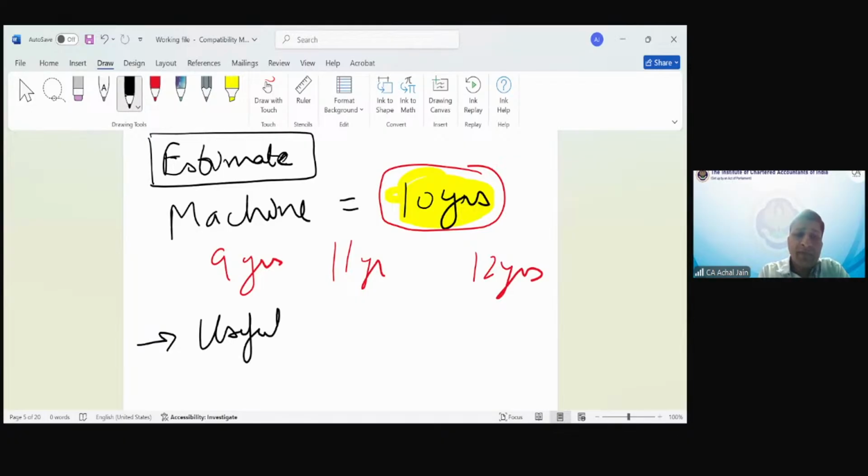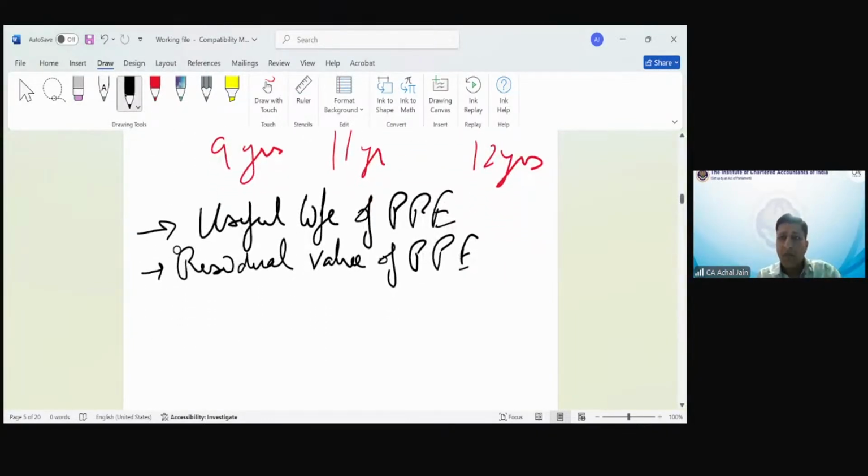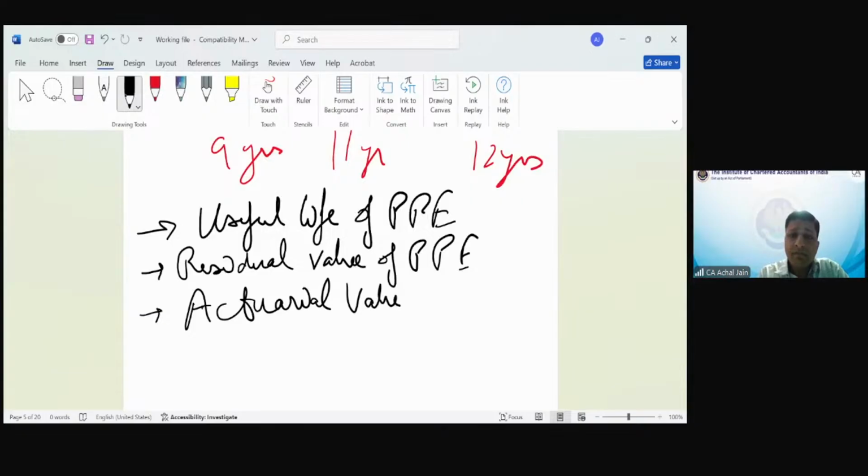Yeah. So there are few examples. Useful life of PPE. It's an estimate. Similarly, residual value of PPE. Again, that's an estimate. Correct. Similarly, actuarial valuation. Remember actuarial valuation we discussed for employee benefits. That is again nothing but an estimate.